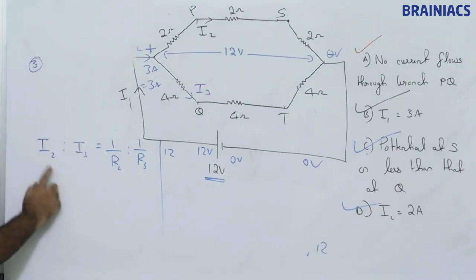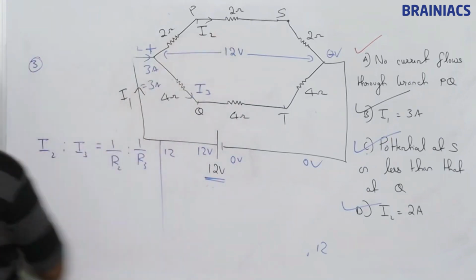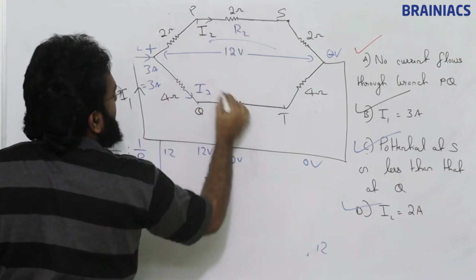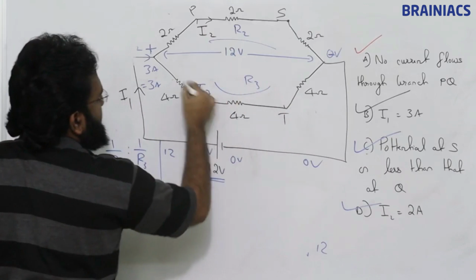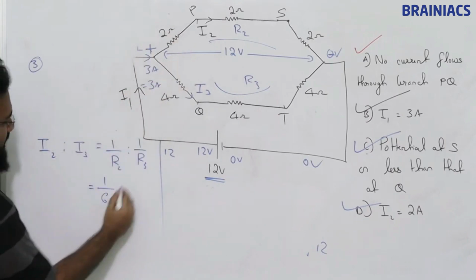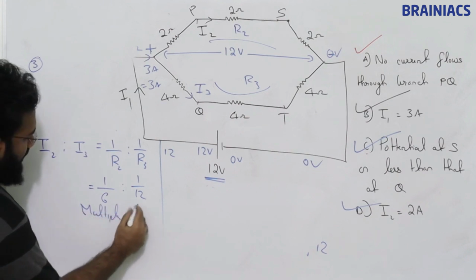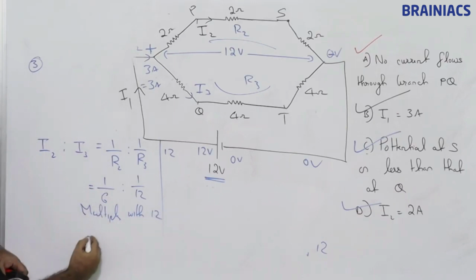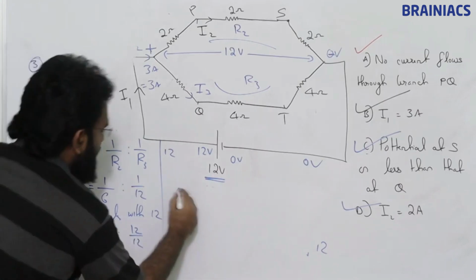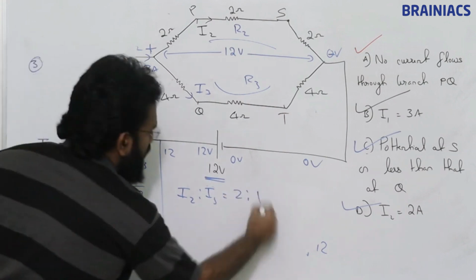See students, this is the third method. I2 is to I3 is equal to 1 by R2 is to 1 by R3. Just for our convenience, since we have put this as I2, I have taken this combination as R2 and this combination as R3 and put this branch as I3. So this is equal to 1 by 6 is to 1 by 12. Now multiply with the higher number, that is 12. So I will get 12 by 6 is to 12 by 12. So I2 is to I3 is 2 is to 1.